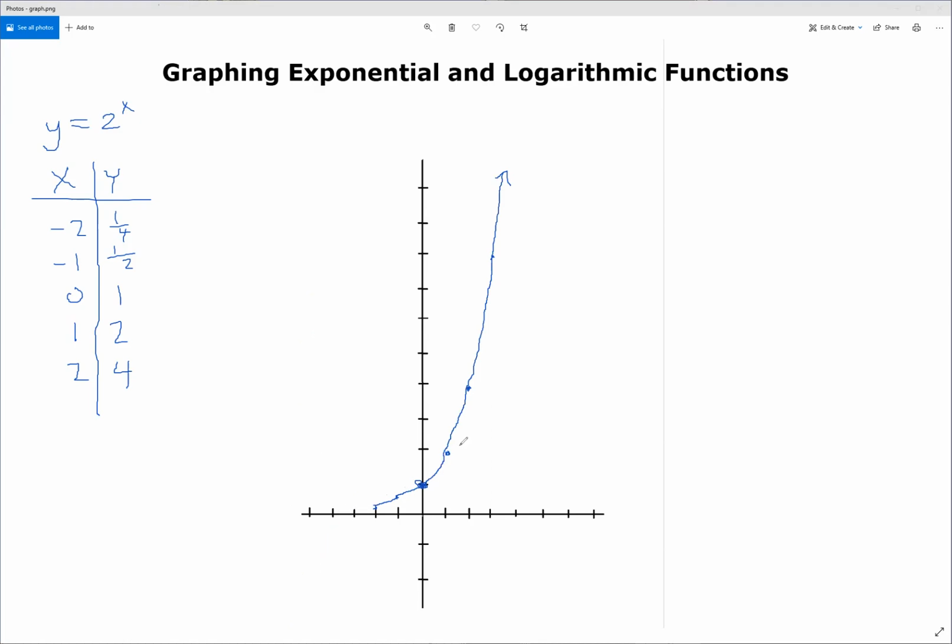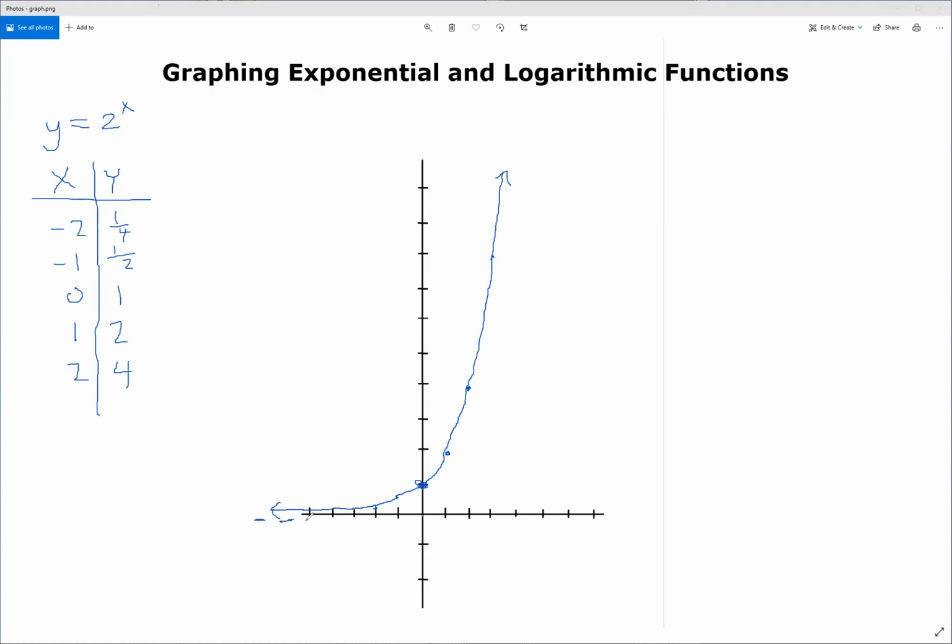Well, what ends up happening, we have to remember, is that every time we take a step to the right, we multiply by 2. Because 2 to the third is 2 squared times 2, and then 2 to the fourth is 2 cubed times 2. So if we're doubling every time we go to the right, that means we're halving every time we go to the left. And if you cut a number in half, and cut it in half, and cut it in half, it just keeps getting closer and closer to 0.